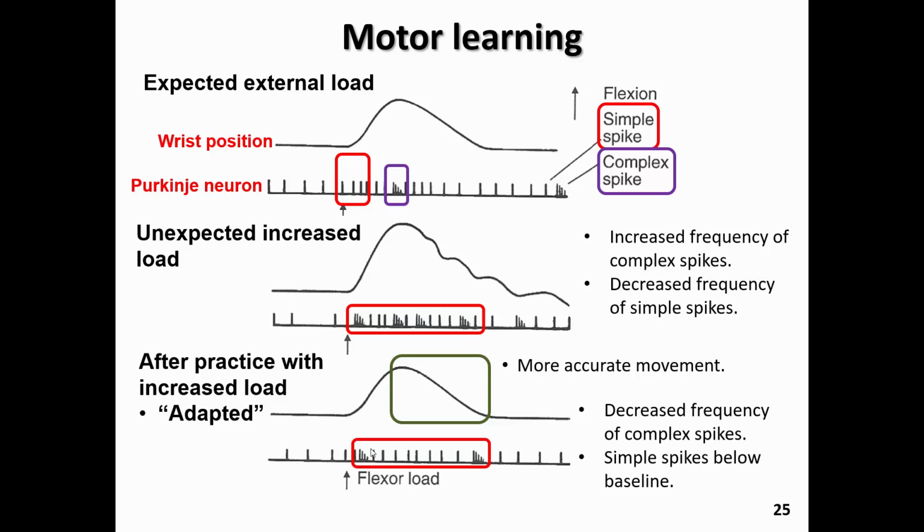Essentially, the adaptation occurs by way of reducing the complex spikes, which we saw in the middle task, which produced a much greater degree of jitter, if you will, a very inefficient movement to accommodate to that unexpected load. So this ends our final video on the cerebellum.